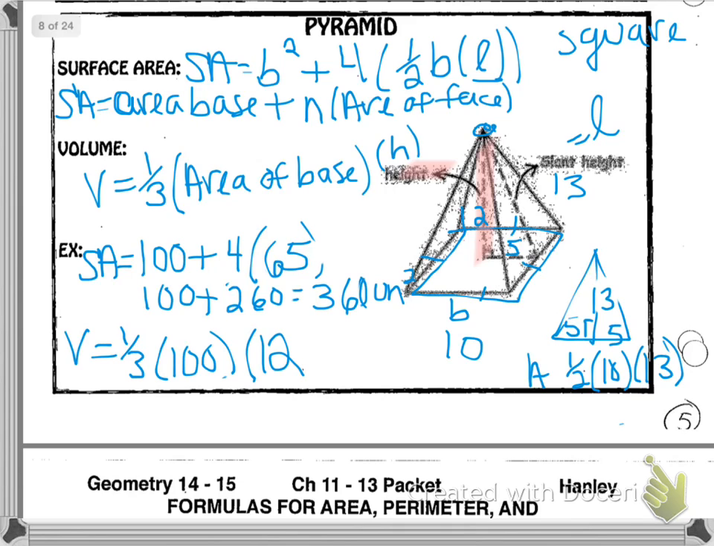Area of my base is 100, or 10 times 10, times the actual height. So the actual height here is 12, which is where I went wrong. I didn't use the slant height before. So this gives me 1200 divided by 3, which is 400 units cubed. Sorry for my mistakes.